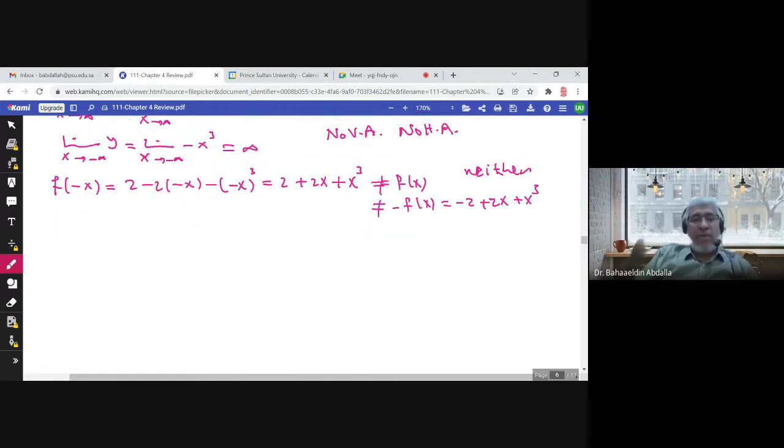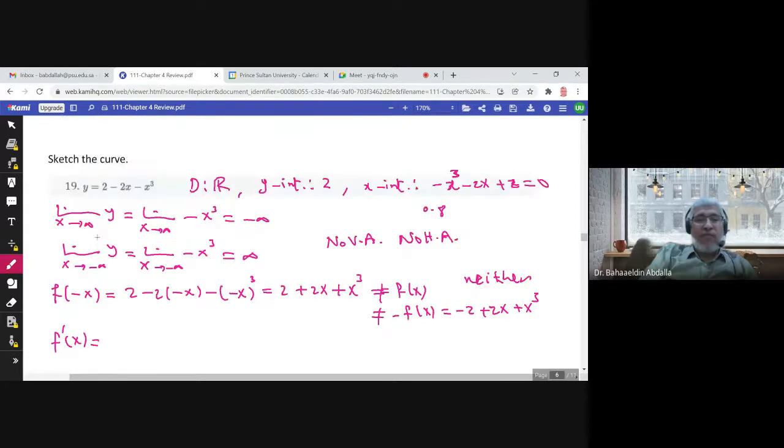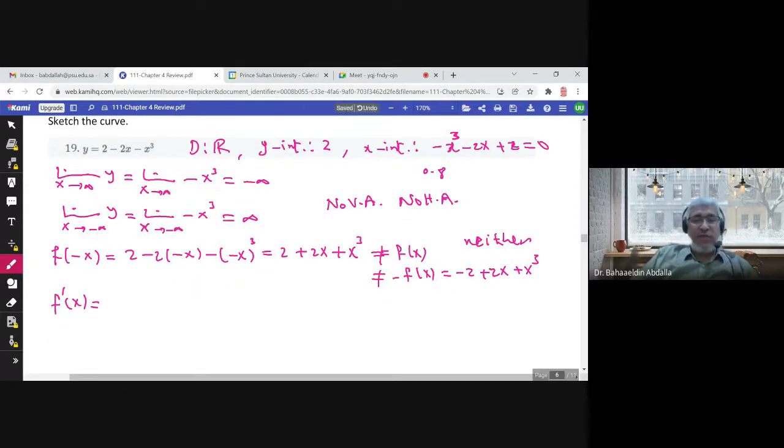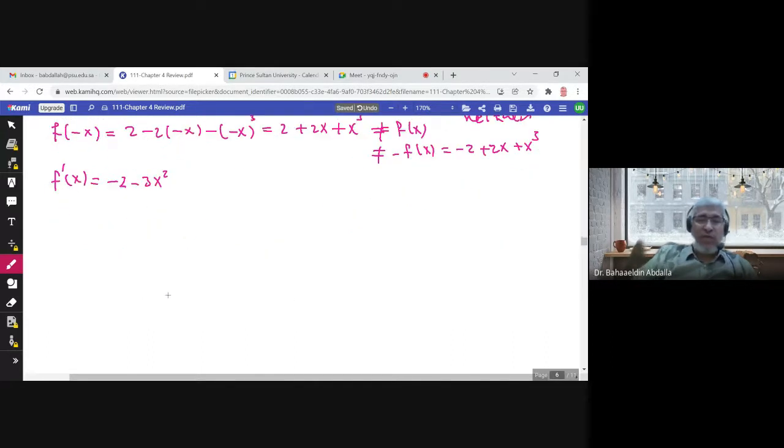Now let us find the first derivative. The first derivative is negative 2 minus 3x squared, because the derivative of 2 is 0. To find the critical numbers, let us put the first derivative equal to 0. So 3x squared would be equal to negative 2.